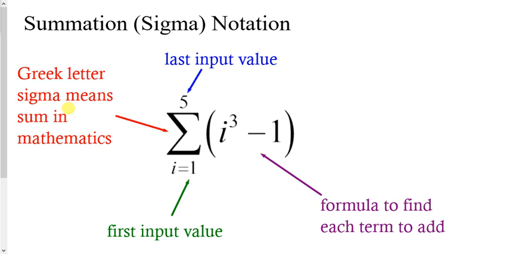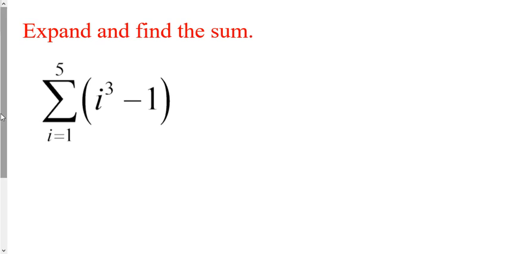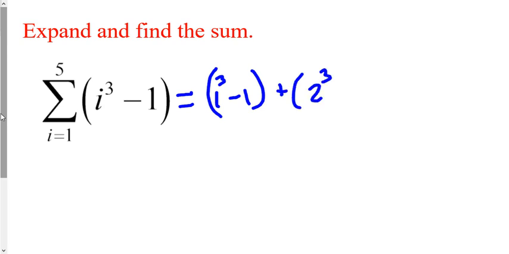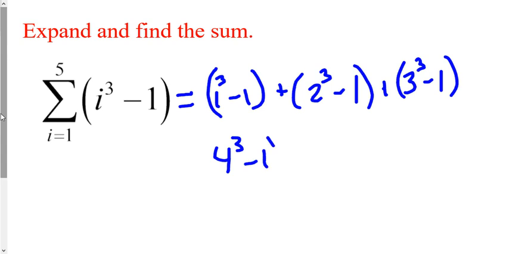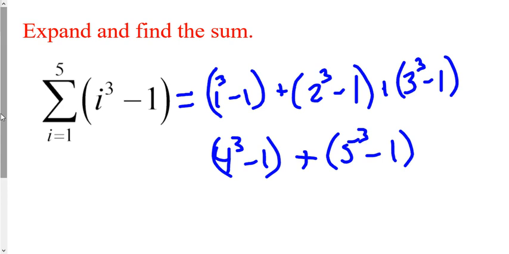So if we want to expand this guy out, we just simply look at putting the 1 in there. So we just do 1 cubed minus 1, because the first i is 1. And then we add it, and then we do 2 cubed minus 1. And then we do 3 cubed minus 1. And then we do 4 cubed minus 1. And then we do 5 cubed minus 1. And once we put the i's in there, then we just simplify them.